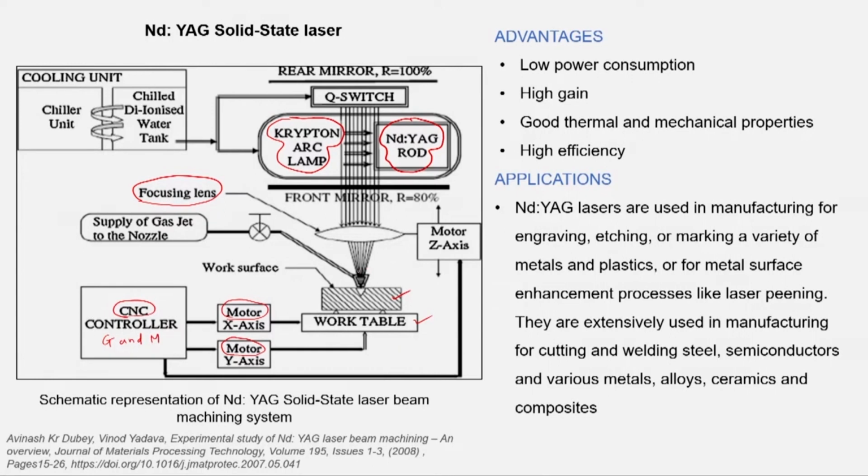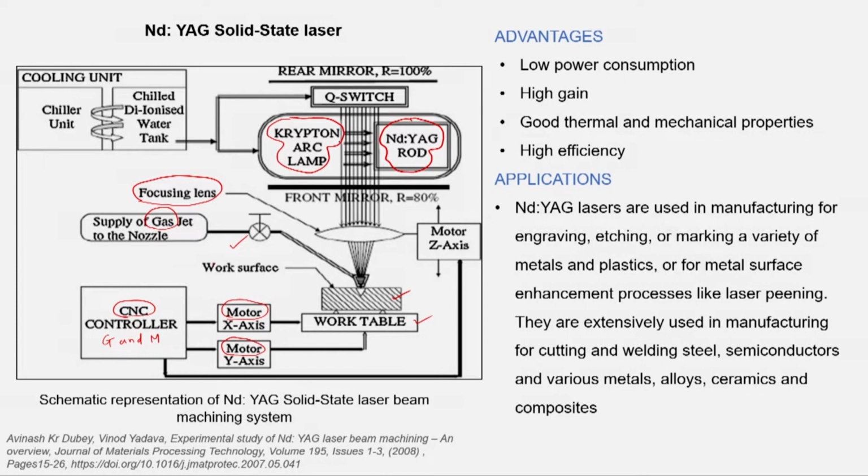Now, in our previous class we have seen that we are putting up some inert gas. The gas is used to carry away the molten material and to protect the finished edge or finished surface during the work operation. So, there is a nozzle through which we are applying the inert gas.